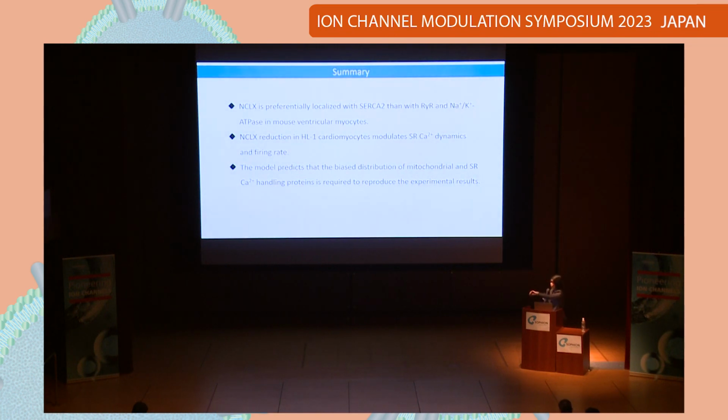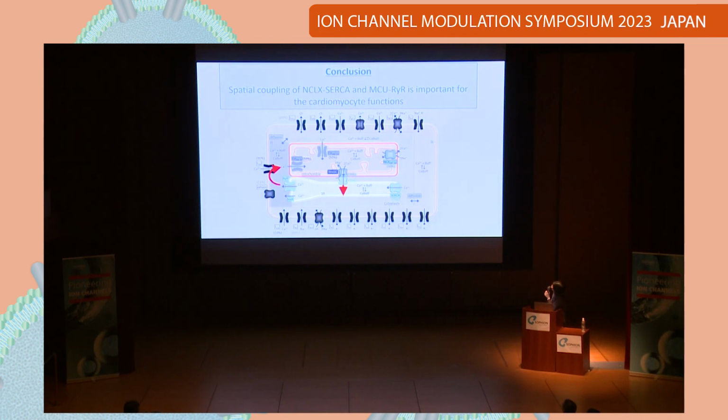This is a summary. NCLX is preferentially localized with SERCA than with ryanodine receptor and sodium potassium ATPase in mouse ventricular myocytes. NCLX reduction in HL1 cardiomyocytes modulates SR calcium dynamics and firing rate. The model predicts that the biased distribution of mitochondrial and SR calcium handling proteins is required to reproduce the experimental result. And the conclusion is that the spatial coupling of NCLX, SERCA, and MCU, ryanodine receptor, is important for cardiomyocyte functions.